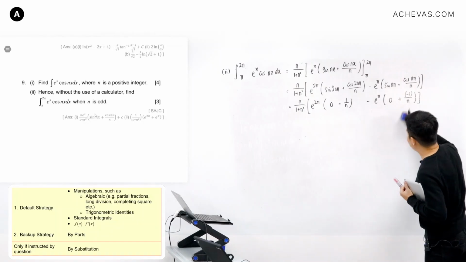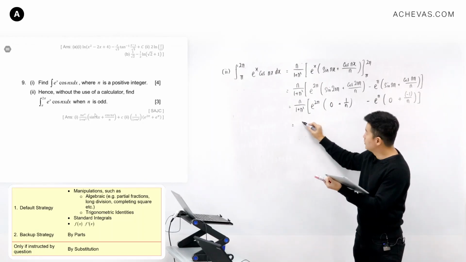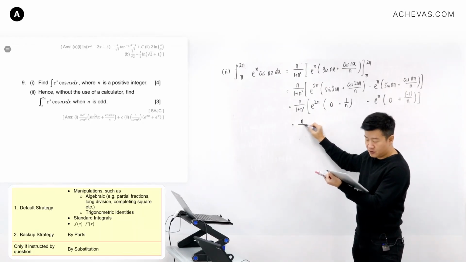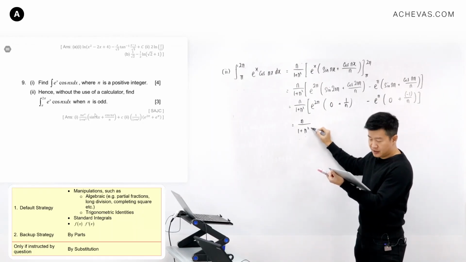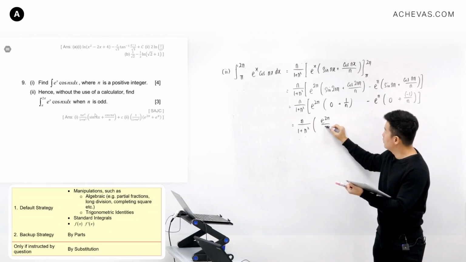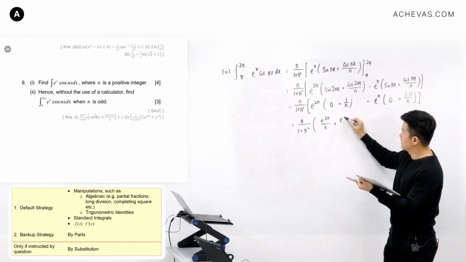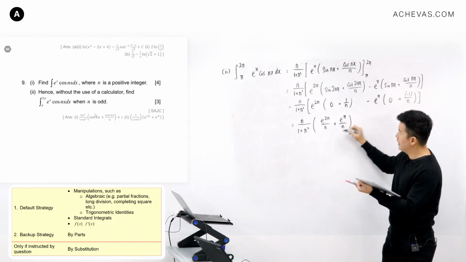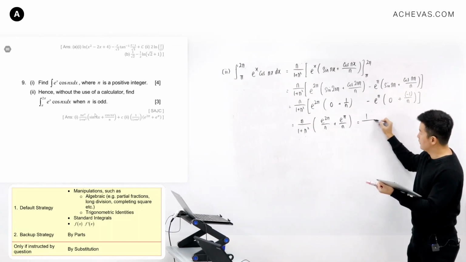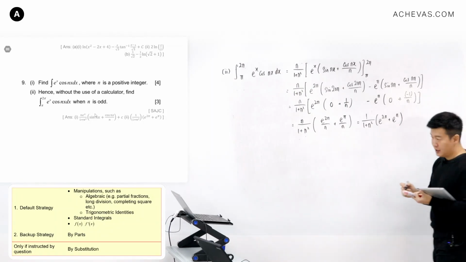And now we have evaluated this. And my final answer is going to be equal to n over 1 plus n squared of e to the power of 2 pi over n minus e to the power of minus, become plus e to the power of pi over n. n and n can be cancelled, so I have 1 over 1 plus n squared of e to the power of 2 pi plus e to the power of pi.